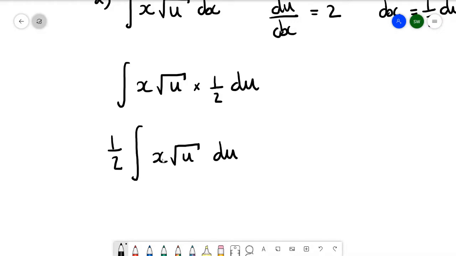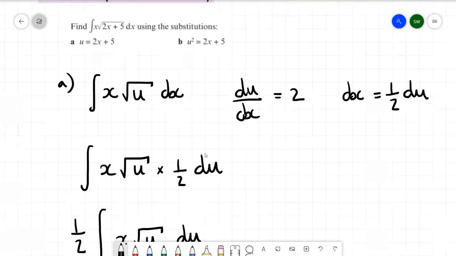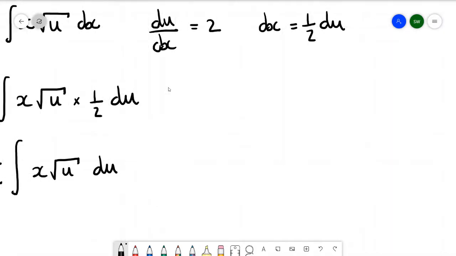Now, this looks like a problem because we haven't managed to eliminate x. And we can't have a mixture of x and u. Remember, for substitution, we're trying to eliminate all the x's and get an integral just in terms of u. But actually, this isn't the problem because we can eliminate x and get it in terms of u because we have an equation for u. We know that u is equal to 2x plus 5. So if we rearrange this, we can get an expression for x in terms of u. We would know that x is equal to u minus 5 over 2.